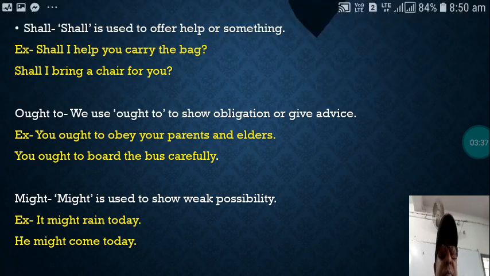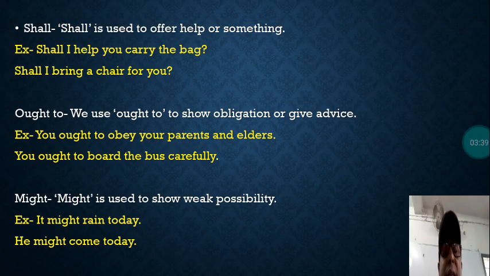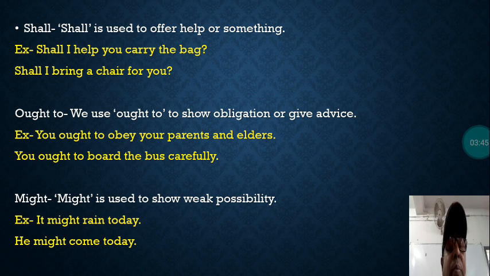Now let us see the next, that is usage of shall. Shall is used to offer help or something. For example, shall I help you carry the bag? You are offering someone your help. Shall I bring a chair for you? So in this way, the usage of modals you can see in the examples, and you too can use them in your English. That will certainly enrich and beautify your spoken and written both.